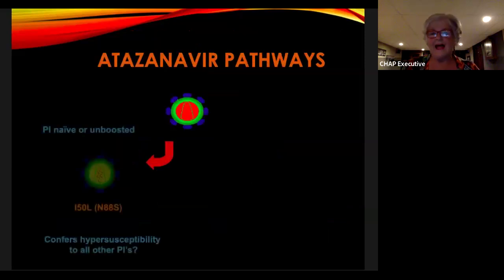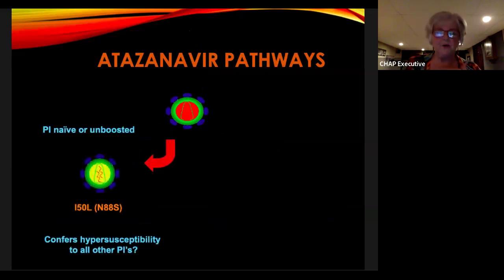A similar thing used to happen with atazanavir, another protease inhibitor that we used in the early 2000s. If the person had never had any PI therapy in the past, or they were on unboosted atazanavir, they would more likely develop an I50L mutation, sometimes the N88S. But this particular mutation was really only causing problems if you were to ever use atazanavir again, and didn't really have much effect on the other protease inhibitors.